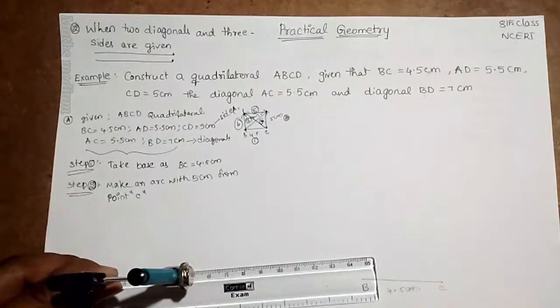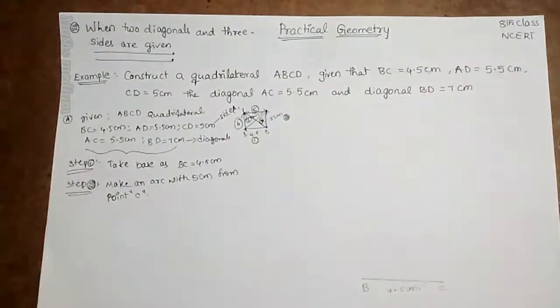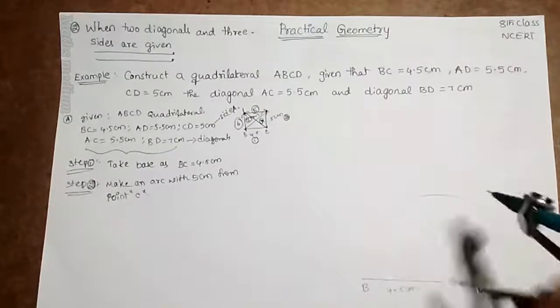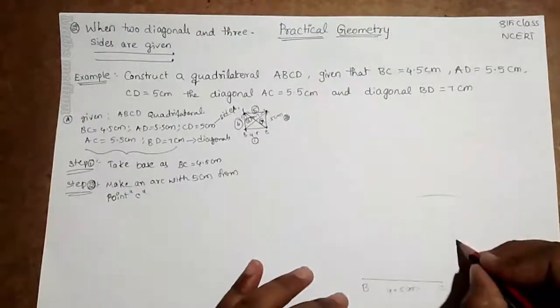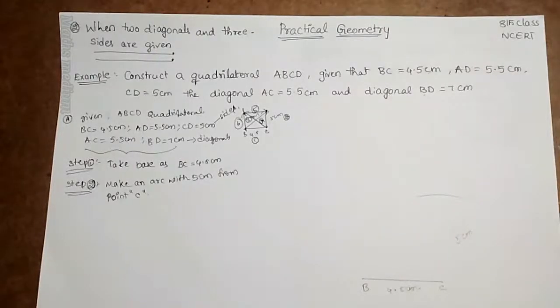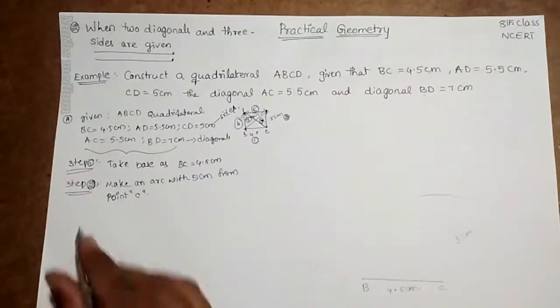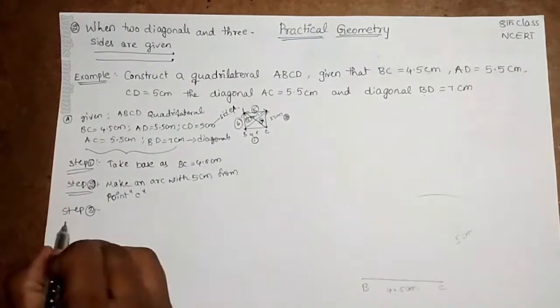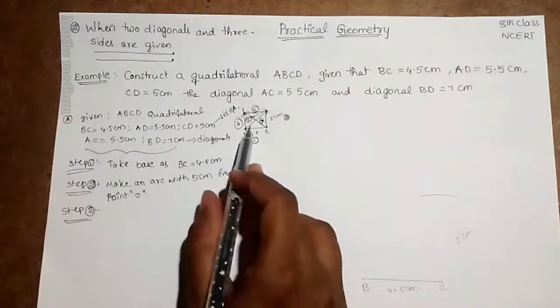So this is the 5 centimeters. Make an arc from C with 5 centimeters. We don't know whether the line will come. So next, step 3. This is step 3.